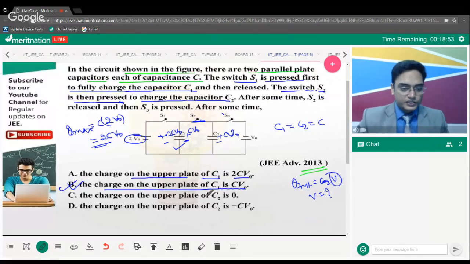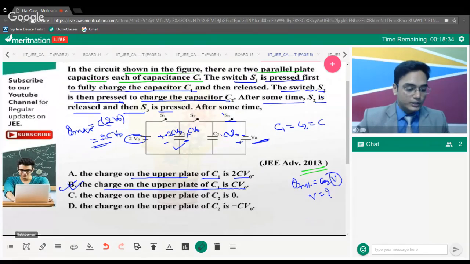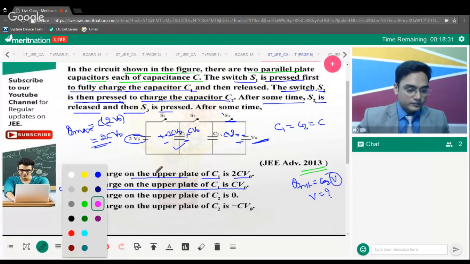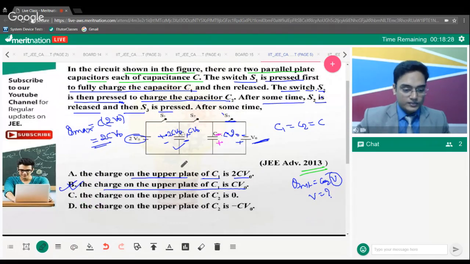Next, after some time, S2 is released and S3 is pressed. Now we are releasing S2 and connecting S3. Since the polarity of this voltage is positive here and negative here, it will reverse the polarity of C2. The new polarity of C2 will be plus and minus. What about the charge? The charge is C into this voltage. It won't matter what the charge on C was initially. The final charge will be C into V naught.